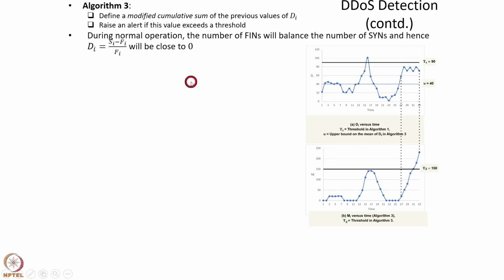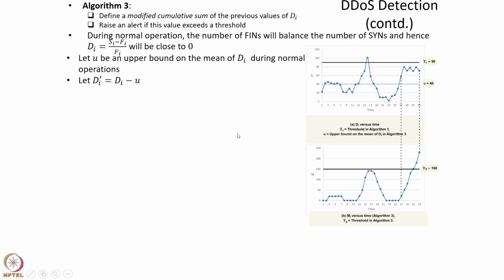During normal operation, the number of FINs will balance the number of SYNs, and hence di equals (si minus fi) by fi will be close to 0. Let u be an upper bound on the mean of di during normal operations. So di prime is defined to be di minus u. Di prime should be less than or equal to 0 in normal operation, but if di prime is greater than 0, then that indicates that there is possibly a SYN flood attack.